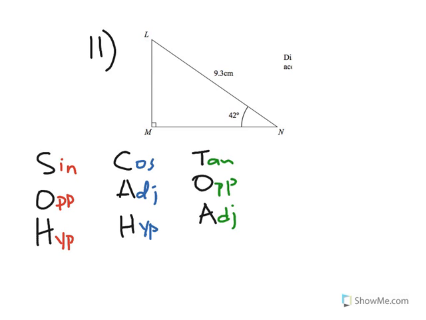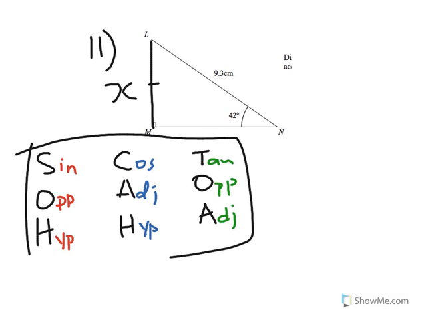Alright, so question 11, they're asking you to calculate the length of LM. Now I'll just call LM X for this question. Okay, we'll just call this length X. Now, for this question you have a right angle triangle, so you can apply your SOHCAHTOA rules, and I hope you guys know them. Sine equals opposite over hypotenuse, cosine equals adjacent over hypotenuse, tan of the angle equals opposite over adjacent.